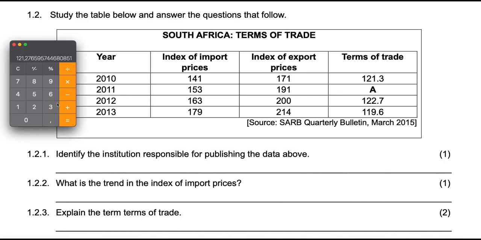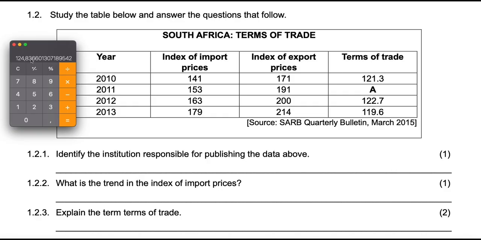To get the A, which will be asked later, I'm sure it will, 191 divided by 153 times 100. That gives us 15. Is this correct? Let me do it again. 191 divided by 153. I'm surprised by the jump from 121 to 19. That's ridiculous. Times 100. I don't know where I made a mistake. Now this makes sense.